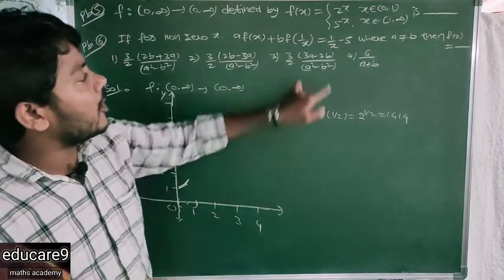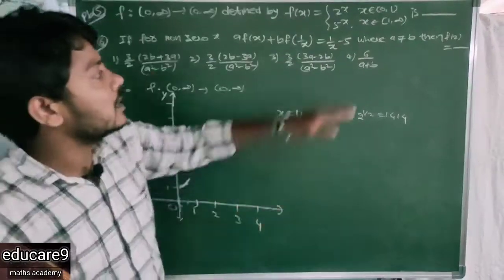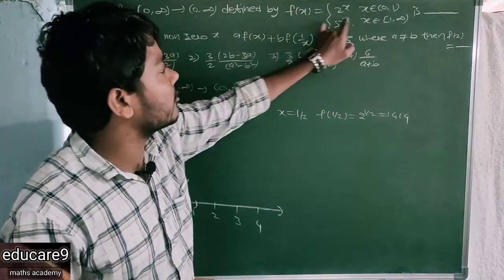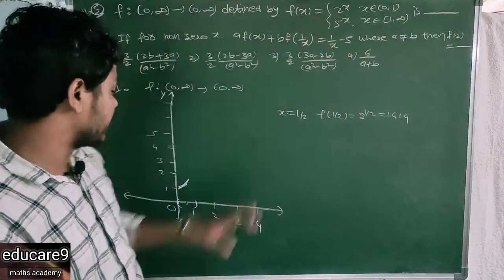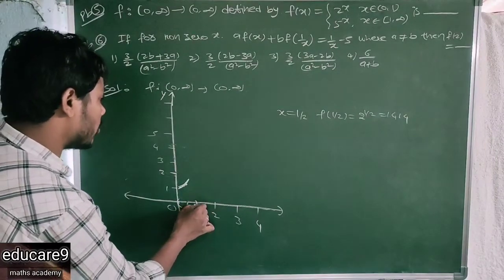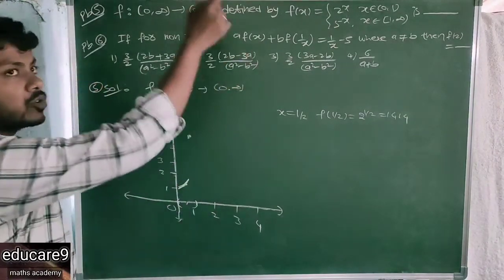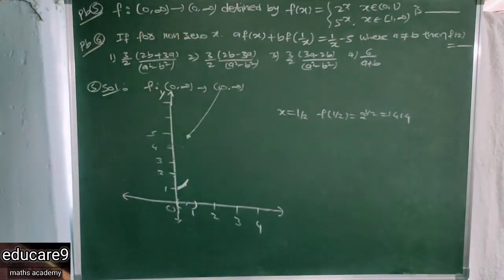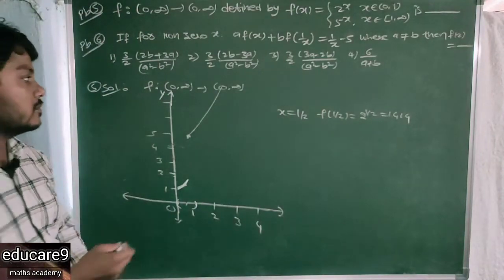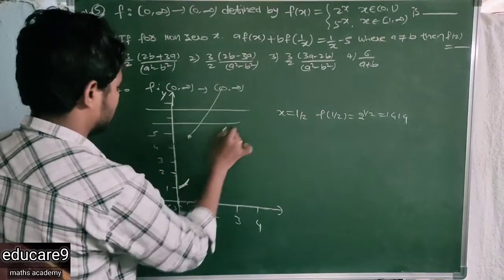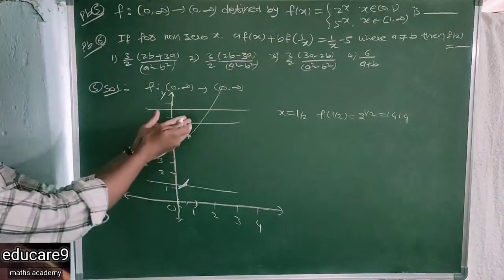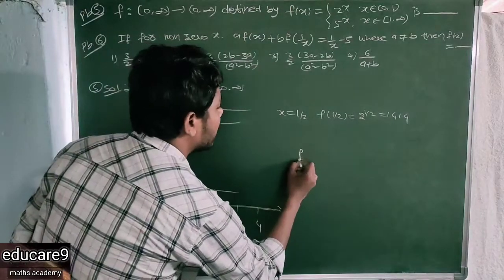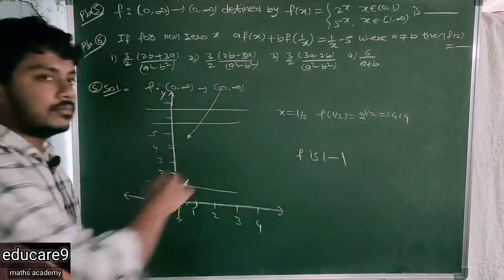Now draw the graph of f(x) equal to 5^x that lies in the interval 1 to infinity. If x is equal to 1, what is the y value? 5^1 is 5. At x equal to 1, the value is 5. At x equal to 2, 25. So like this the graph is. Now draw the horizontal lines. This horizontal line touches the given graph at 1 point. Therefore, f is 1-1.